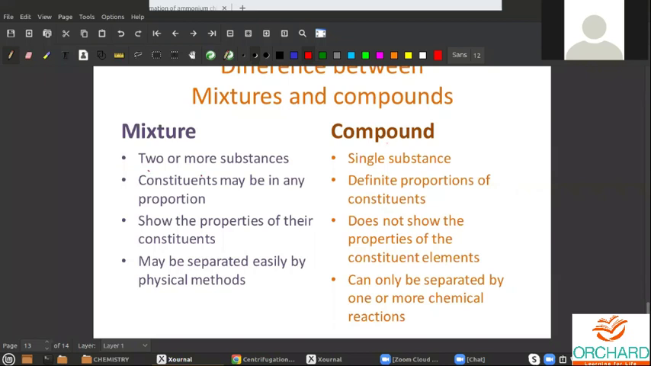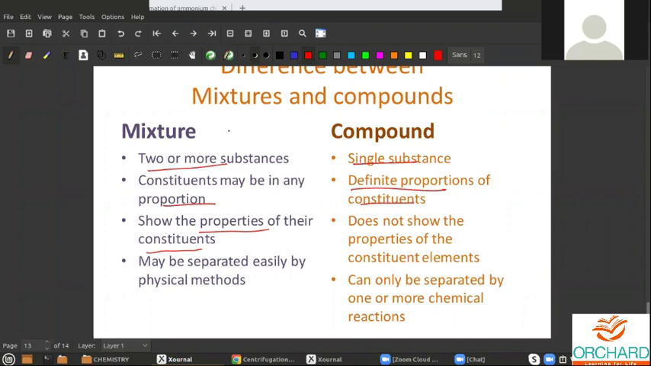A mixture is two or more substances. A compound is a single substance. The constituents of a mixture may be in any proportion, that's what I told, but a compound has definite proportions. And the mixture shows the properties of its constituents. That is what we saw in the last class.